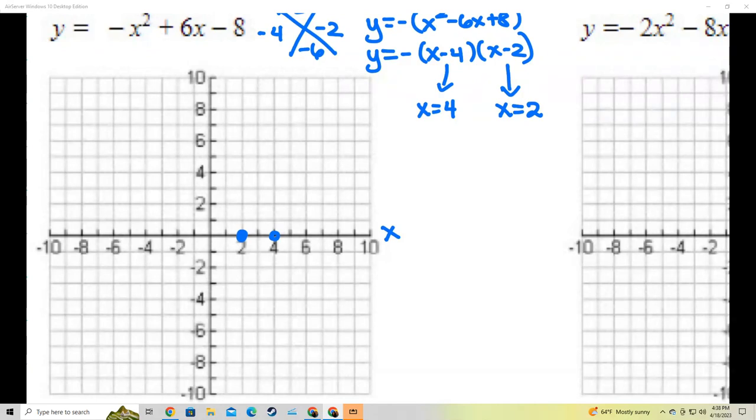Now, because I have the two dots, I can go ahead and find the line of symmetry, which needs to be right smack in the middle of those two.